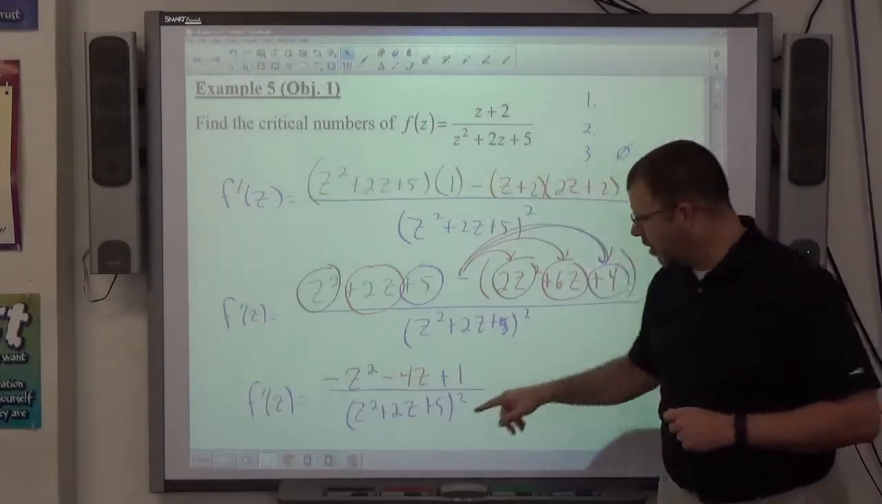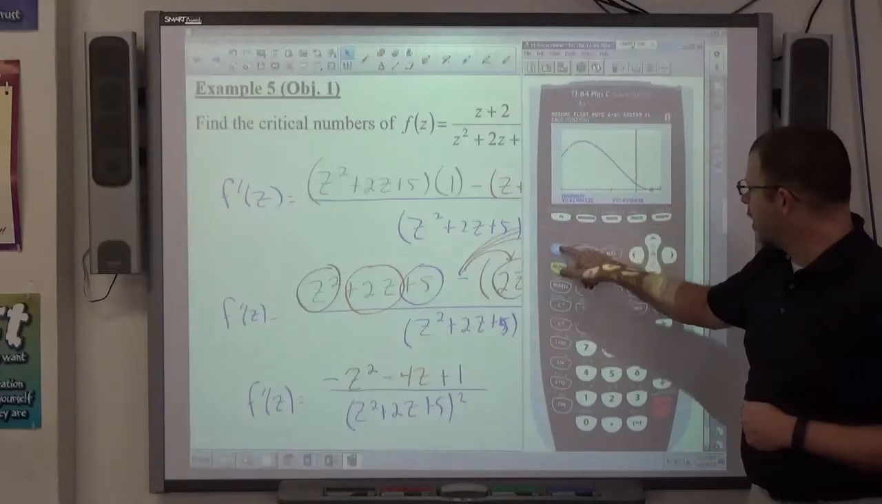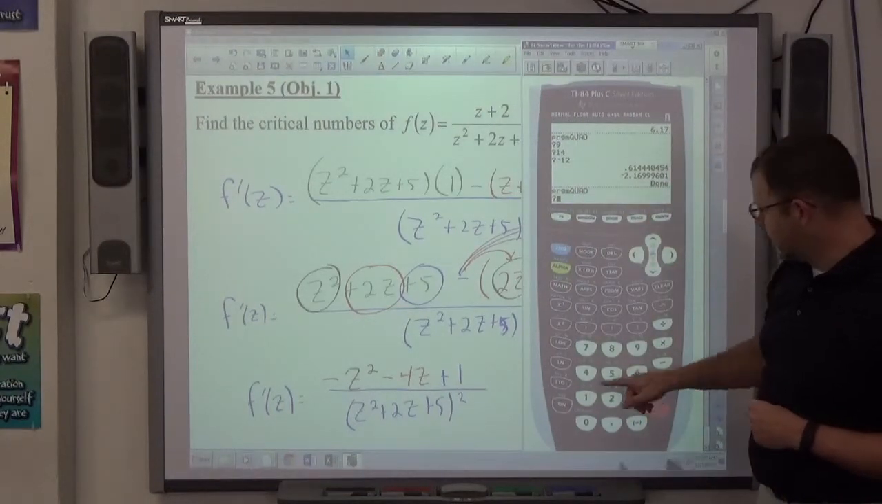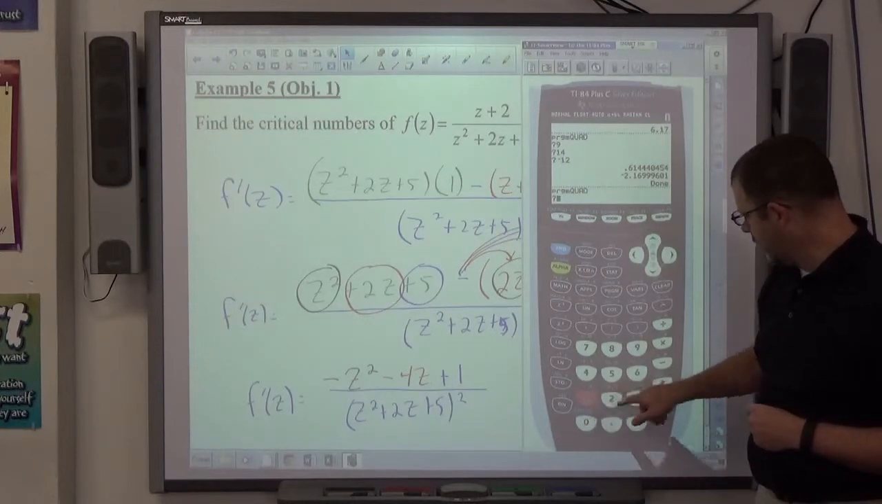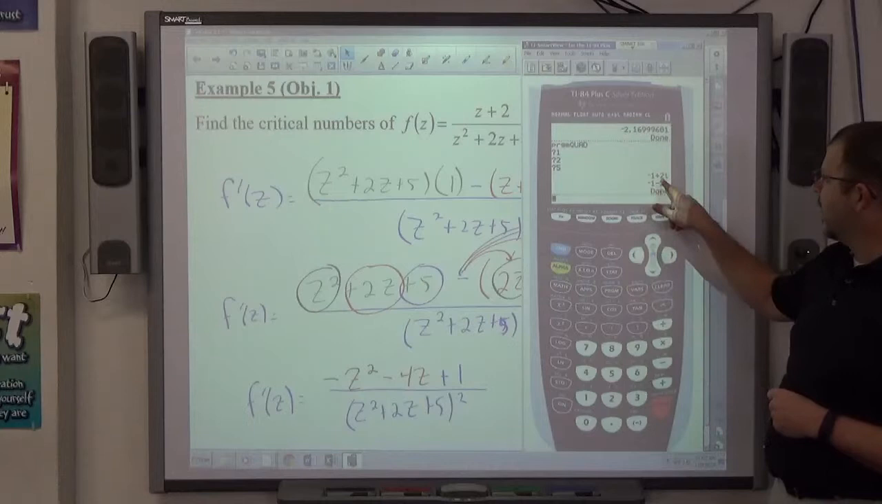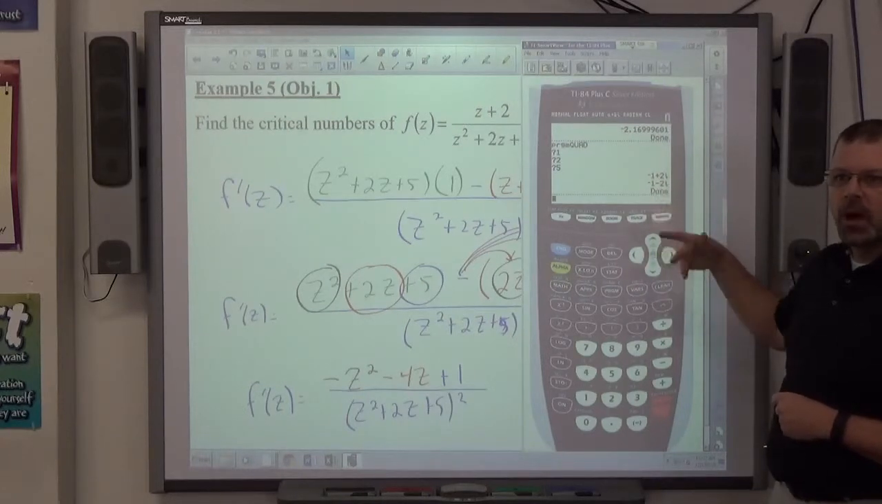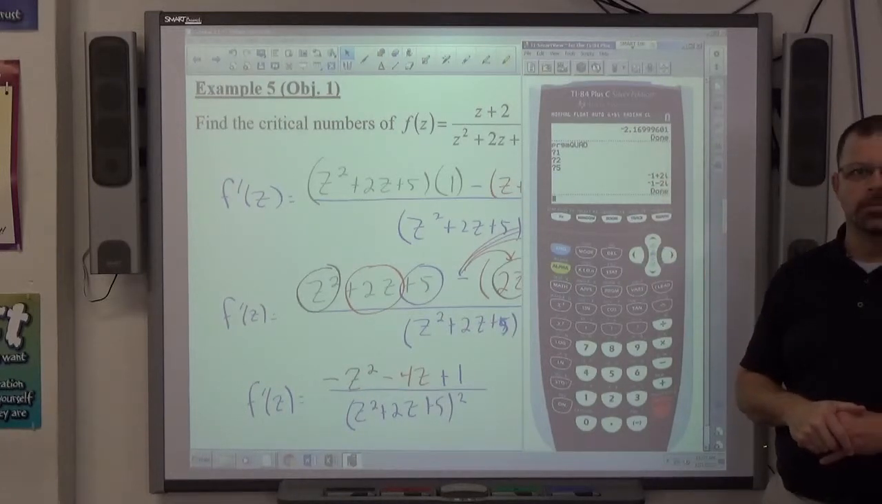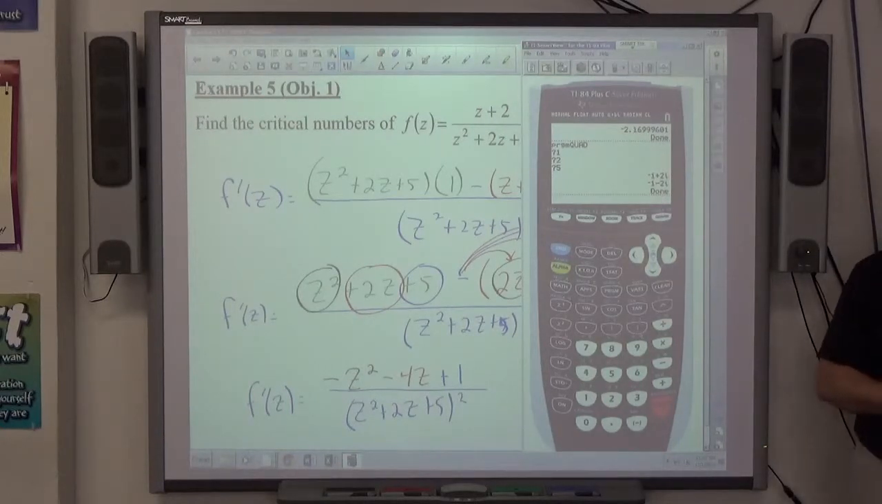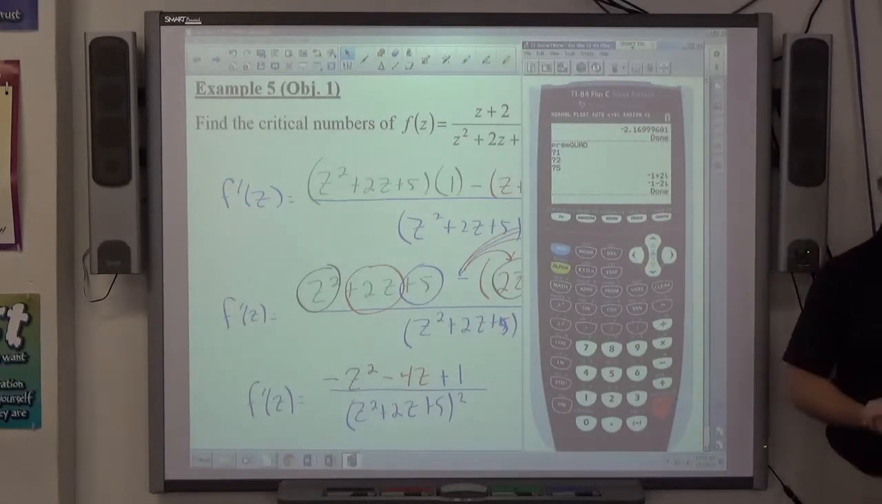z squared plus 2z plus 5. Try this out. So if I go back to my quadratic formula program and type in my z squared plus 2z plus 5, hit enter, notice we get imaginary answers. All that means is it doesn't equal 0. Okay. In calculus, we don't graph imaginaries, we graph reals. So if we get imaginaries, that means they don't exist.